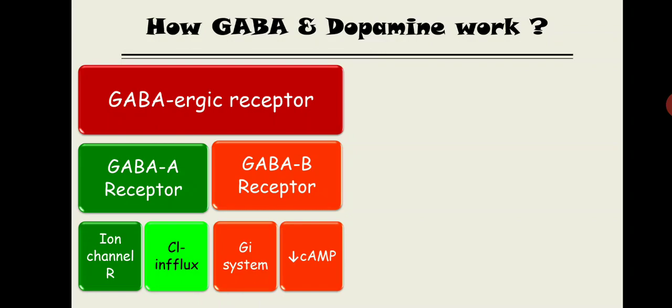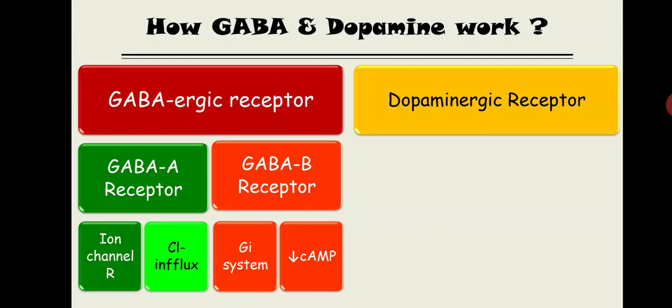Next example is the dopaminergic receptor. We are going to enumerate two receptors over here, D1 and D2, but to give you a quick hint, dopamine is actually working via 5 receptors, D1 to D5.